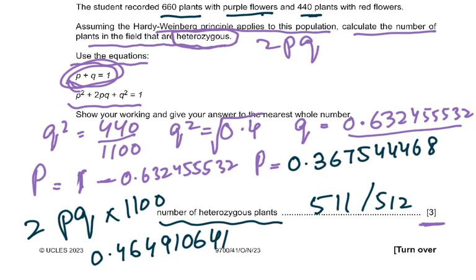Because 2pq was this, so this of 1100, 2pq into 1100, is equal to 511.4. So you could have said 511.4, or 511.5, or 511.6672. So you could have said 511, or you could have said 512. Well, I hope you can understand this. Otherwise, just leave this question.